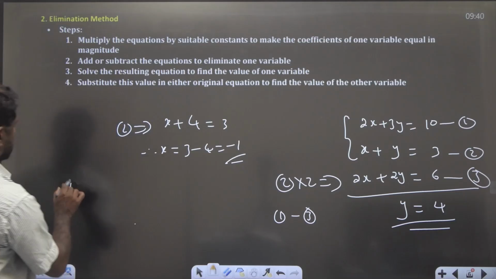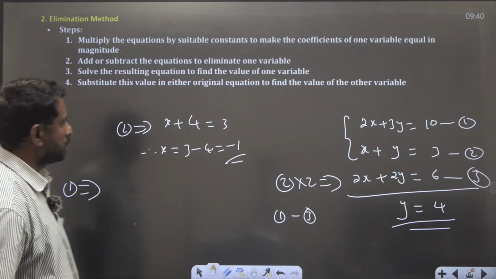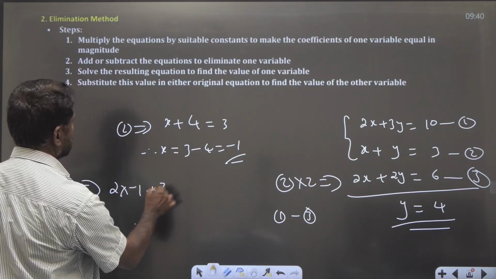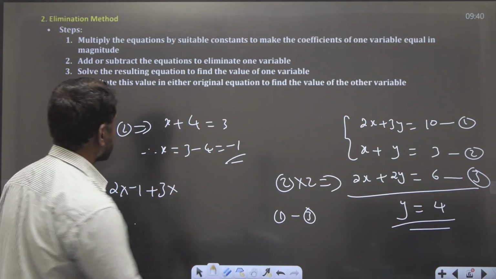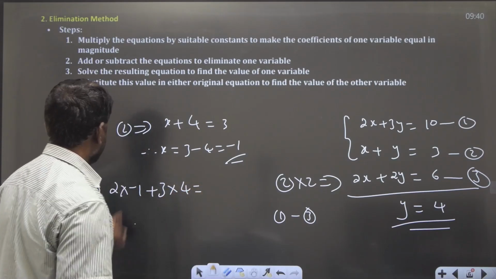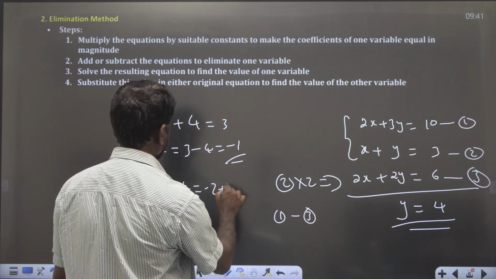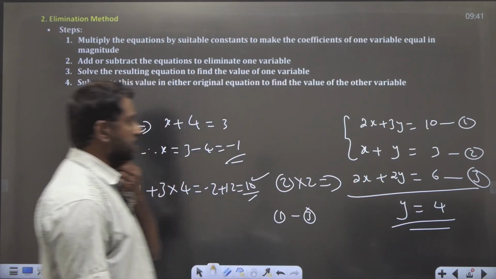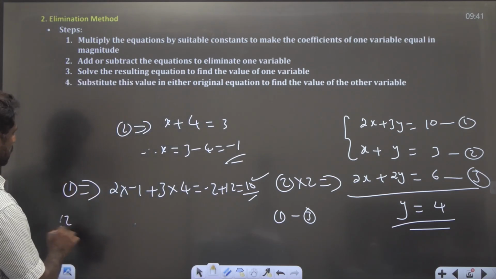Take first equation. There is 2 into negative 1 plus 3 into, what is y? 4. What is it? Minus 2 plus 12. That is 10. Yes, it is correct. Right answer is correct.